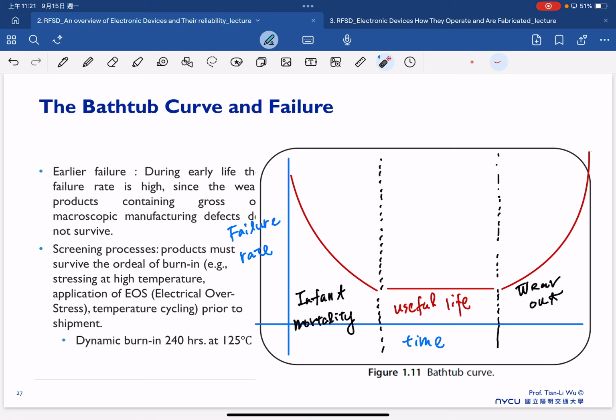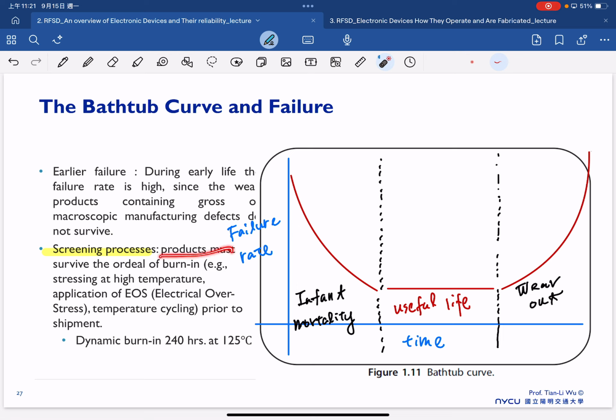So that's why it's called the bathtub curve. As I mentioned here, during the early life the failure rate is high, since the product contains some growth or manufacturing defects that cannot survive here. So that's the beginning, and that's why normally we need to have a certain screening process.